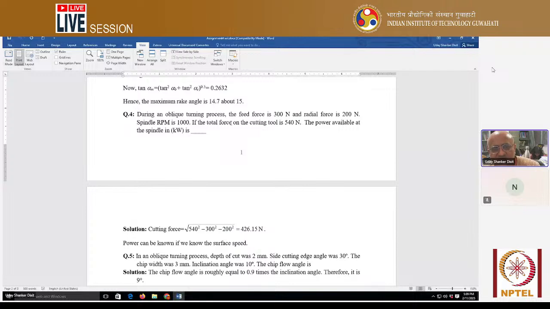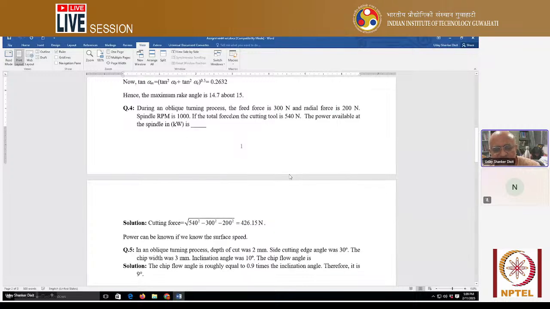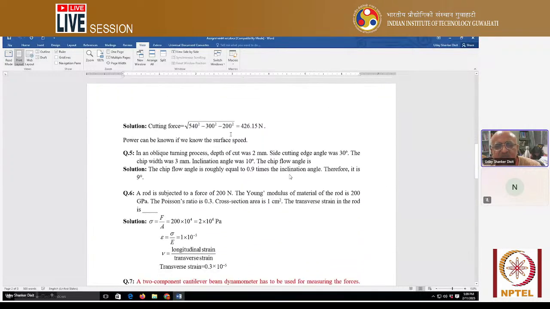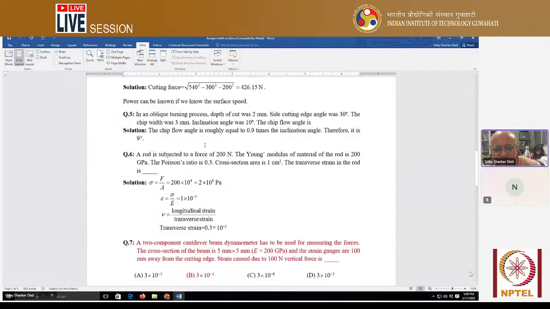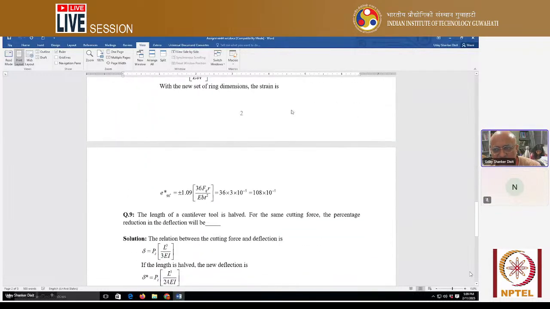So how do we get the velocity? That means we have to know the cutting velocity. RPM may be given. So you just say pi dn, and if you know the job diameter, then you can calculate the cutting speed, pi dn by 1000. Like that. So in oblique cutting, this is also based on this. Young's modulus, etc., about this.